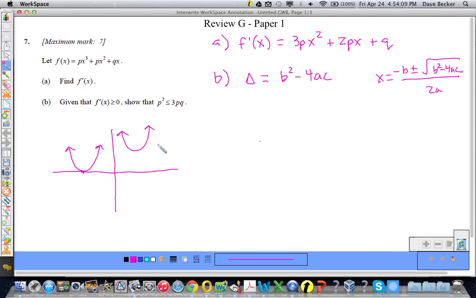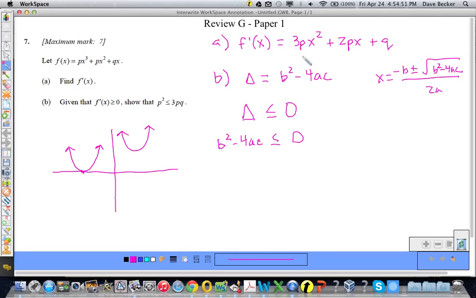So if there are no solutions, then that means that under the square root is going to be negative. And if there's a double root, it's going to be equal to 0. So then we know that delta must be less than or equal to 0, because if it's less than 0, it would be negative and there would be no solutions, or if it's equal to 0, then it would just touch the x-axis right here. Okay? And delta equals b squared minus 4ac. So we are going to say b squared minus 4ac is less than or equal to 0.